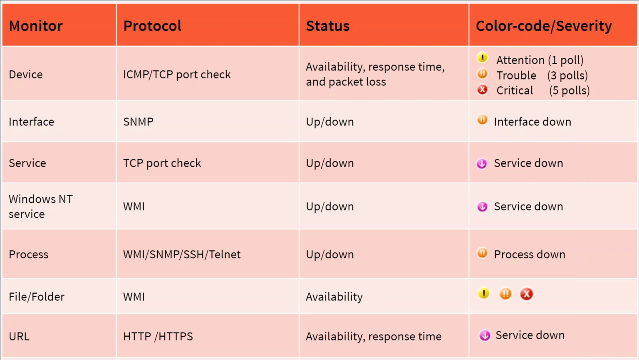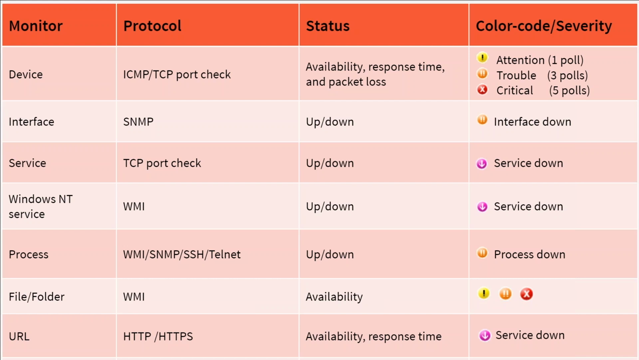First, let me discuss the important protocols we use to have the device monitored. For device availability monitoring, we use ICMP ping or the TCP port check as a protocol to know the status of the device, its availability, the response time and the packet loss. All these are monitored with the help of this protocol, and we also have them color coded by severity as attention, trouble, and critical. So this is how OpManager's device availability is monitored.